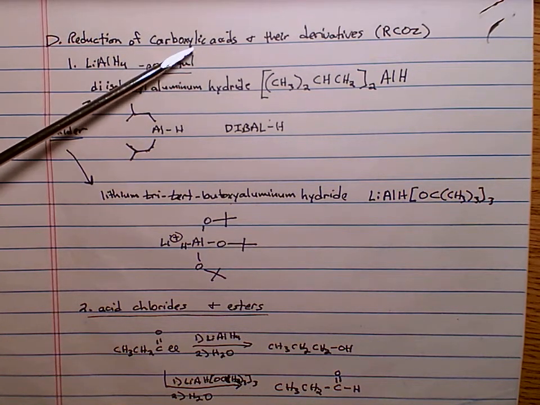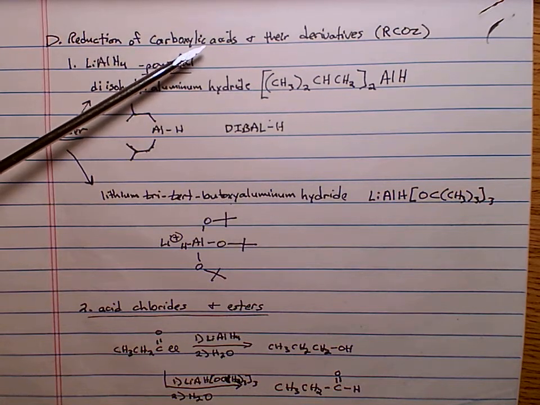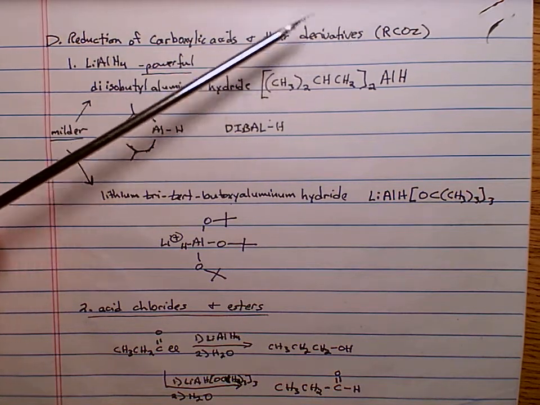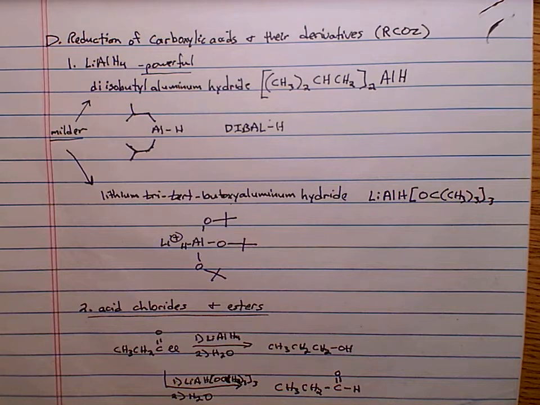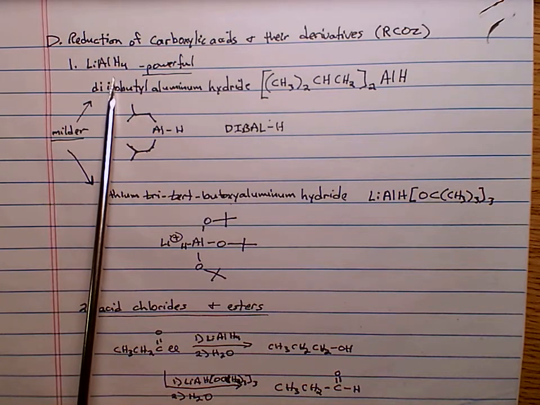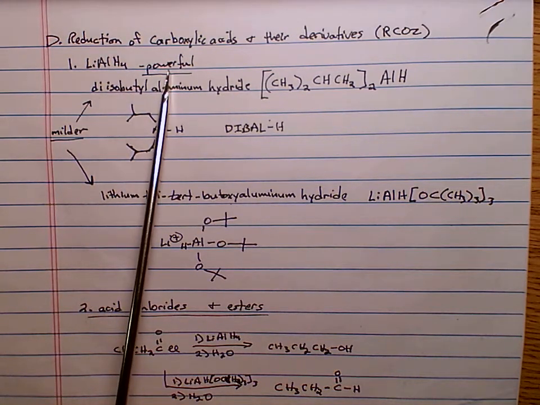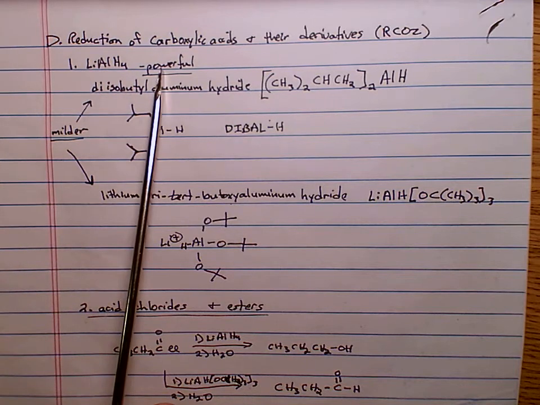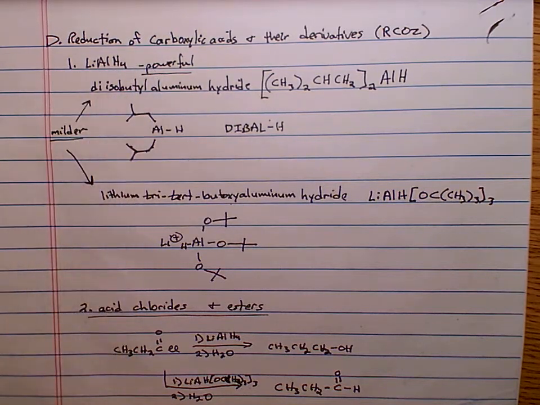We're going to find out carboxylic acids are quite useful and they're quite stable, and so these other groups are called carboxylic acid derivatives, the RCOZs. So let's look at this. Lithium aluminum hydride, as we said, is a very powerful reducing reagent. It's a beast, and it will reduce everything as far as it can.